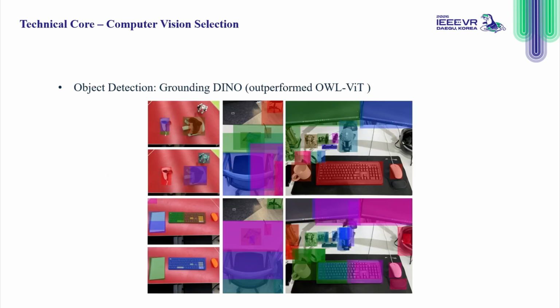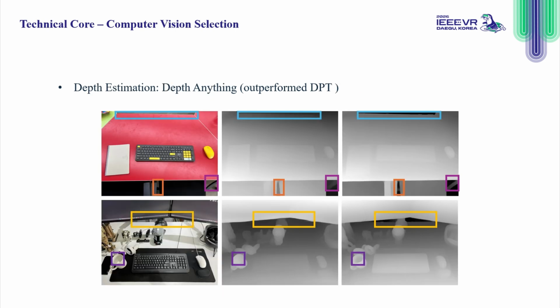For scene understanding, we found that Grounding DINO provided much more accurate bounding boxes for indoor objects than OWL-ViT. Similarly, we selected Depth Anything for its superior precision in complex indoor environments compared to traditional transformers.